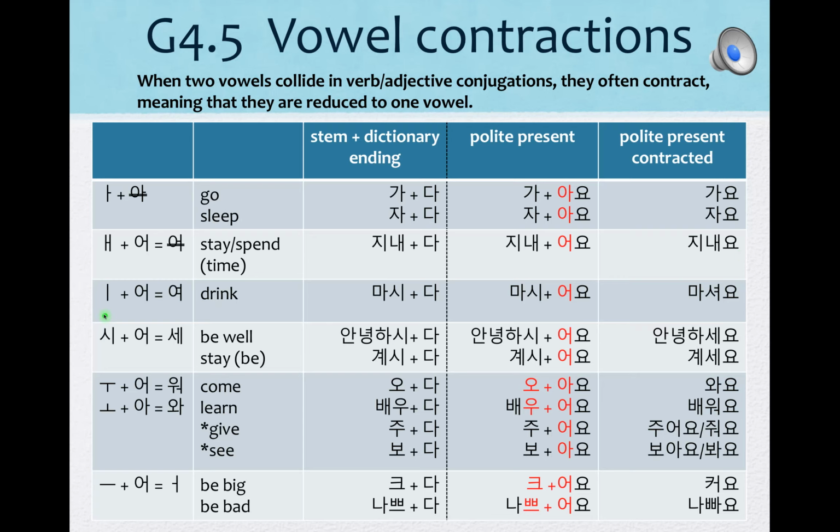I, okay, it's not bright, so you have to have eo, and then i and eo get combined into yeo. Actually, if you say them fast together, yeo, yeo, yeo. You hear that? 마시다, to drink. 마시어요, 마셔요. You end up with 마셔요.